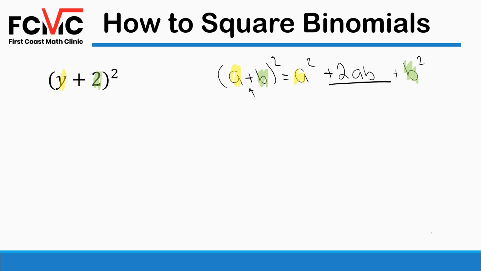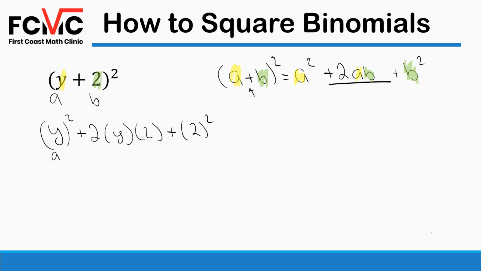So again, the a is our y, and the b is our 2. So let's use this rule and square our binomial y minus 2. So again, this is a, this is b. So we want to square the a value, so squaring y. Then we're going to do plus 2 times a, which is y, times b, which is 2, and then plus b squared, so 2 to the second power.